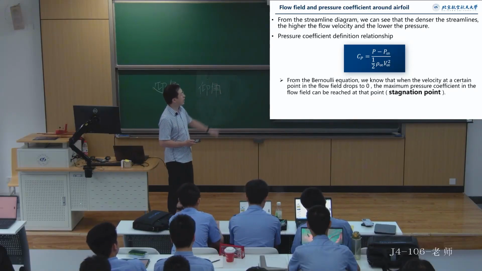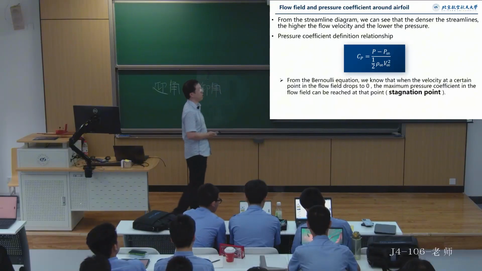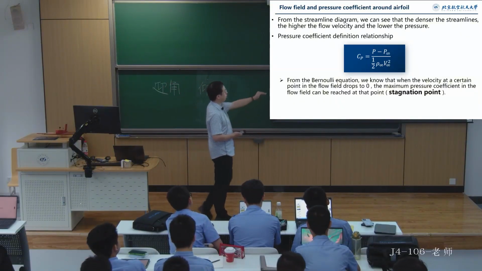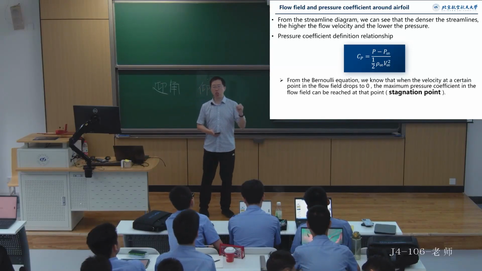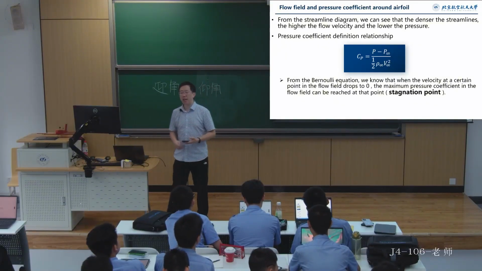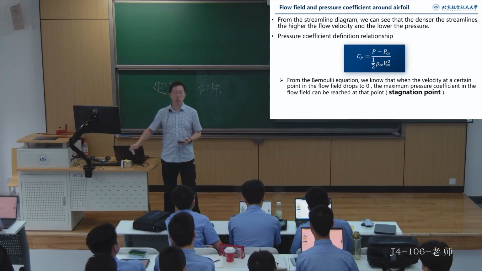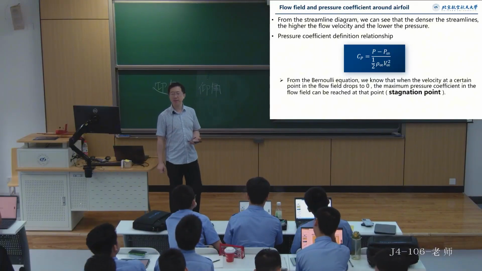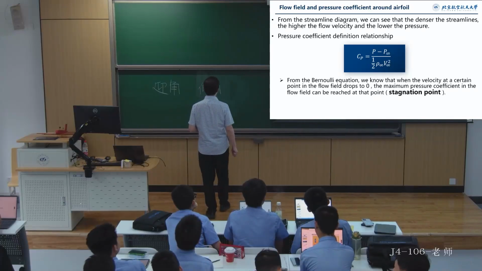Now, with the pressure coefficient, we can define certain special points within the flow field. The first point we refer to is called the stagnation point. So, what is a stagnation point? A stagnation point refers to a point within the flow field where the flow velocity becomes 0. This point is what we call the stagnation point. So what should the pressure coefficient be at the stagnation point? The pressure coefficient should be equal to 1. Why is it 1?